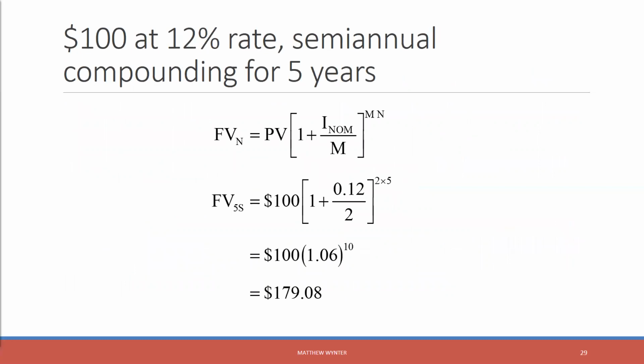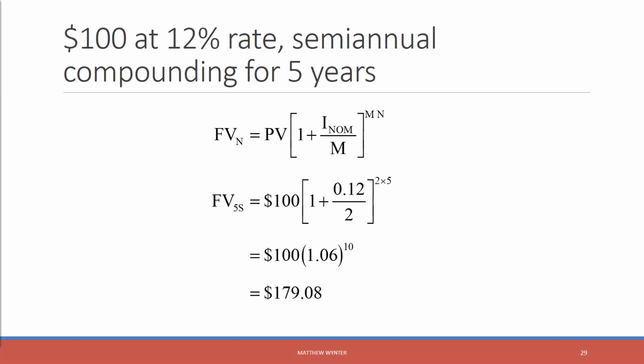We've got $100 at a 12% rate, semi-annual, compounding for 5 years. That $100 is our present value. Semi-annual, meaning that 12% rate, we're going to cut that in half. It's going to compound twice over the year. So over the year, for the first half, we're going to get 6%, and then for the second half, we're going to get 6%. We also have 5 years. 5 years are 10 semi-annual periods.